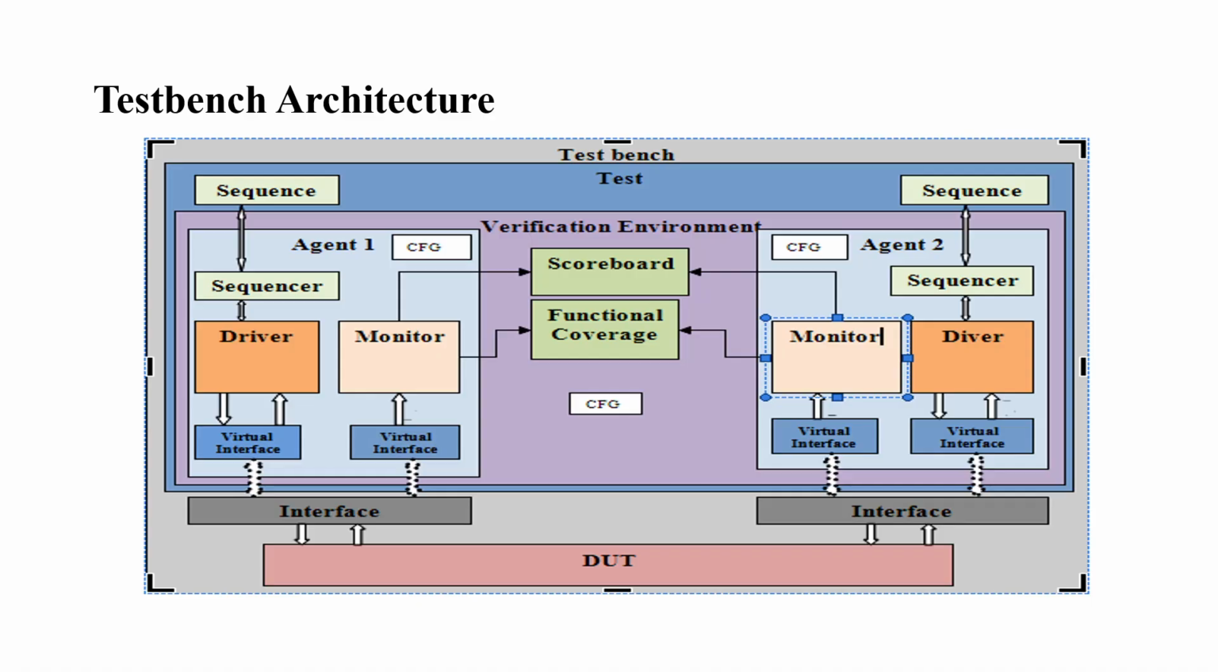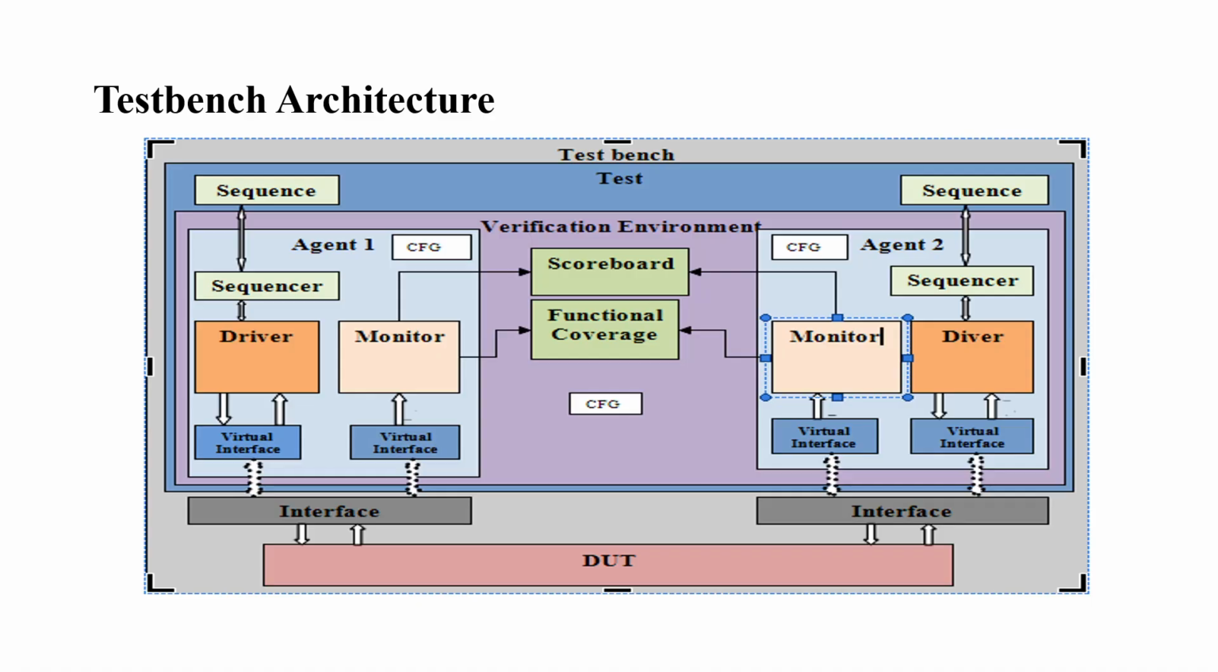Once the DUT has received the input, it generates the output. That output is monitored by the monitor. Once the output has been collected and sampled in the monitor, we send it to the scoreboard. What is the scoreboard here? In the scoreboard, we compare the actual data and the expected data.